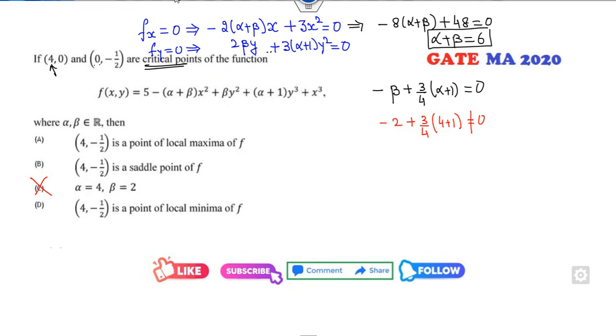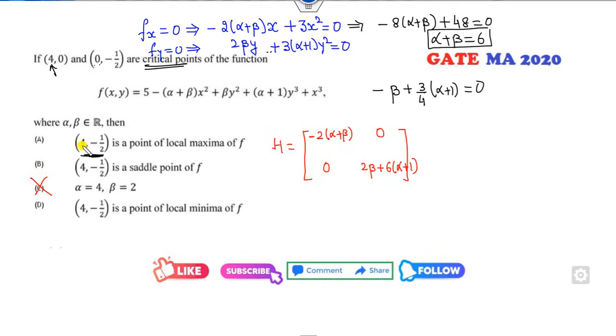Fine. Now we can find the H. So what is the second derivative with respect to x? This is the first derivative. So minus of 2 alpha plus beta, x, 0, 0, and it will be 2 times beta plus 6 times alpha plus 1. Now look at the point of this. At this point, when x is equal to 4, alpha plus beta is 6. So it will be minus 12, 0, 0, 2 beta plus 6 alpha plus 6.